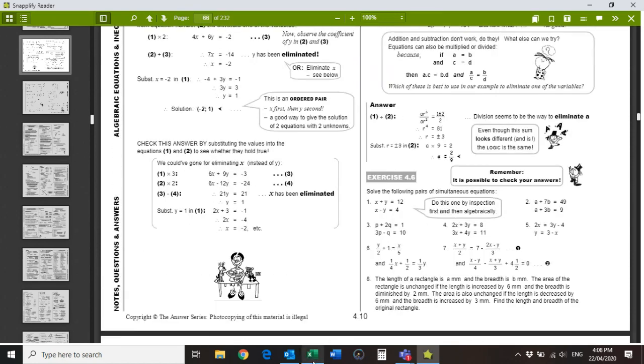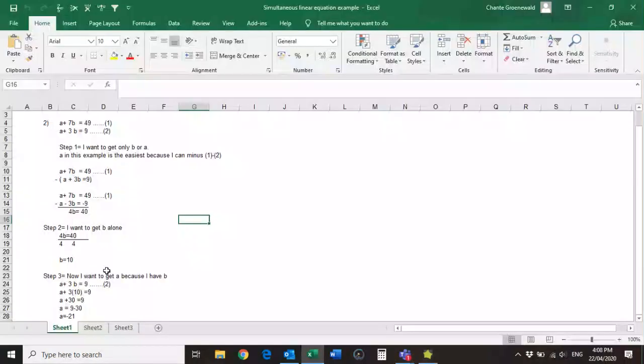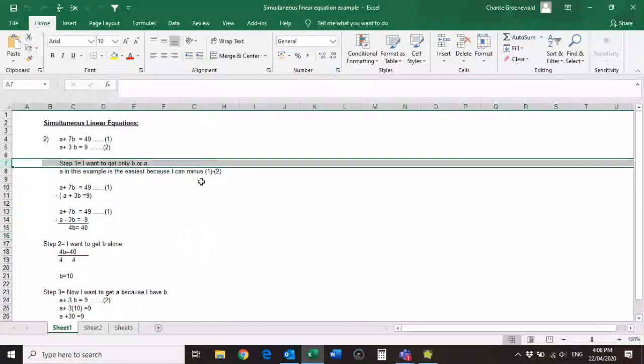So what I've done here is I said to you guys that there's a few steps to follow. And I don't know where our friend Kumo is, but I'm sure he'll join, or maybe we'll see him tomorrow. He especially said that he struggled with number 2. So the step 1 we need to follow is I want to get only B or A.